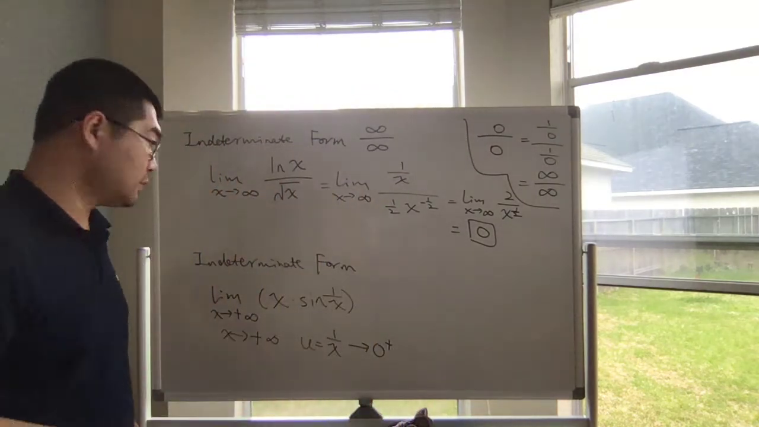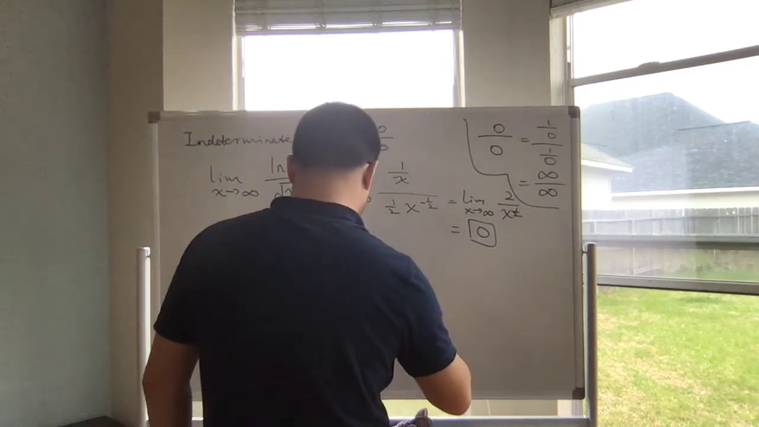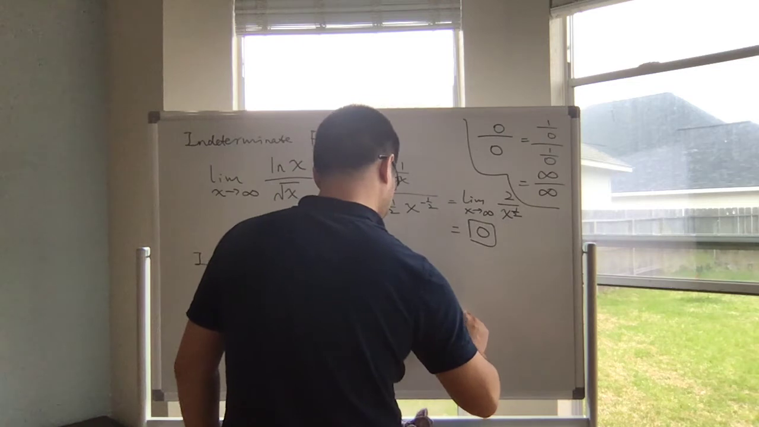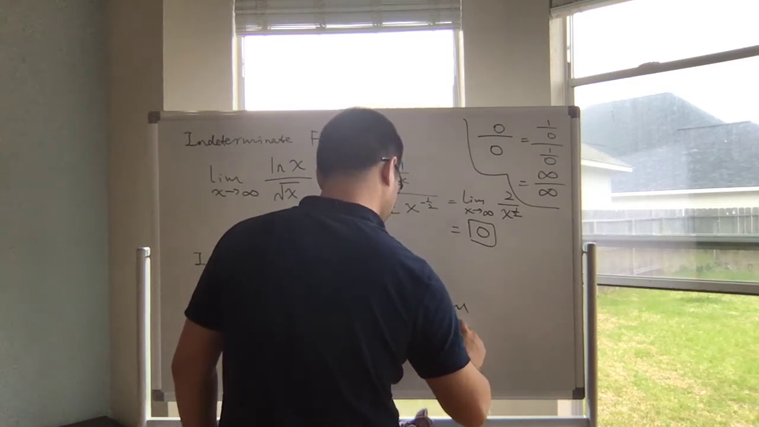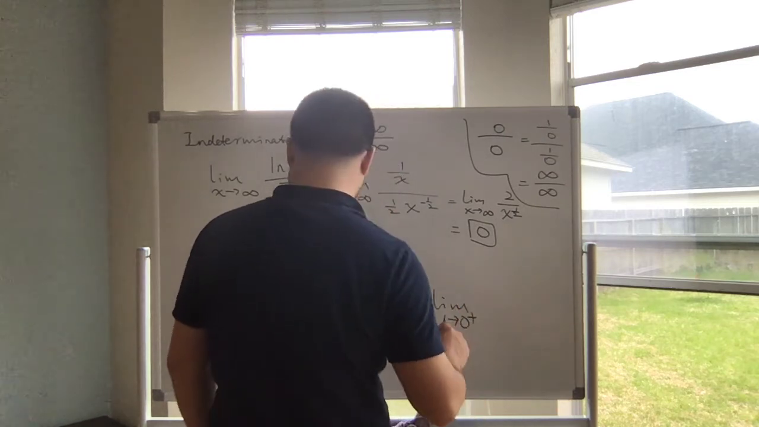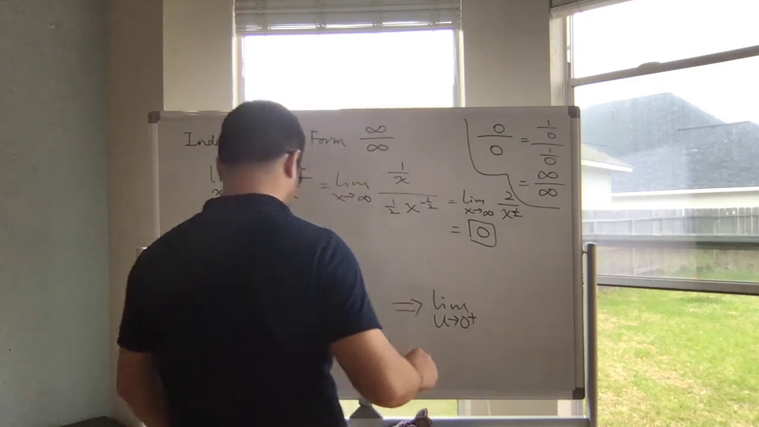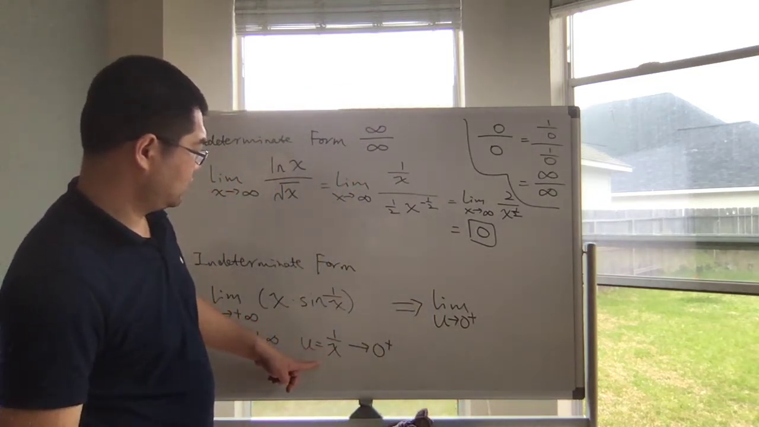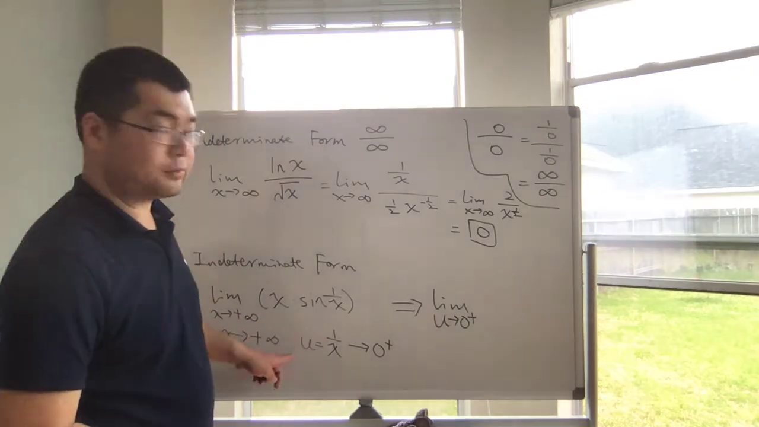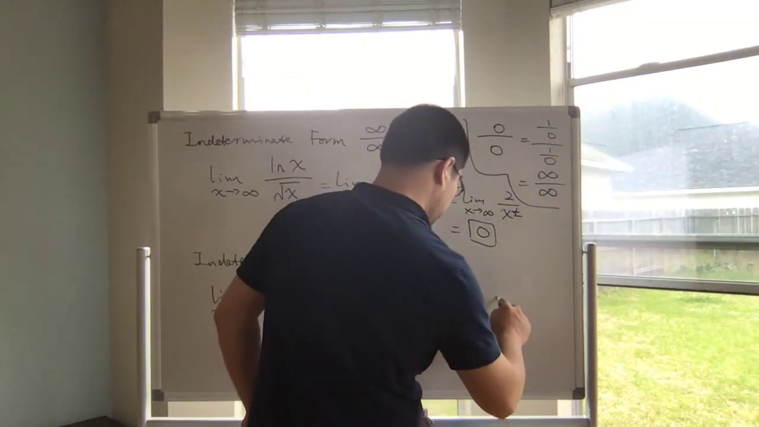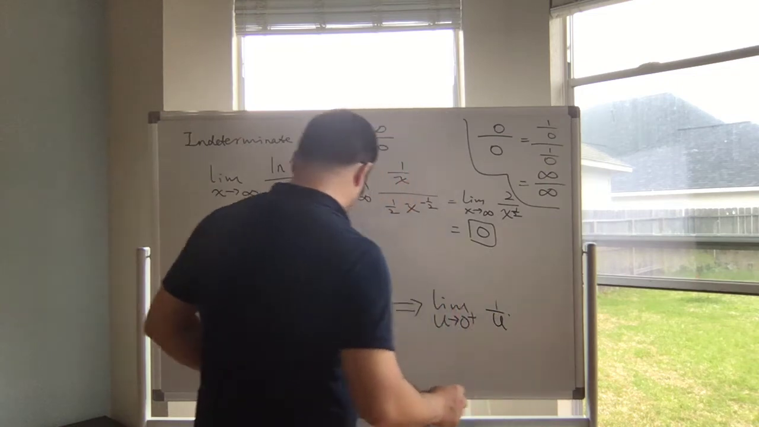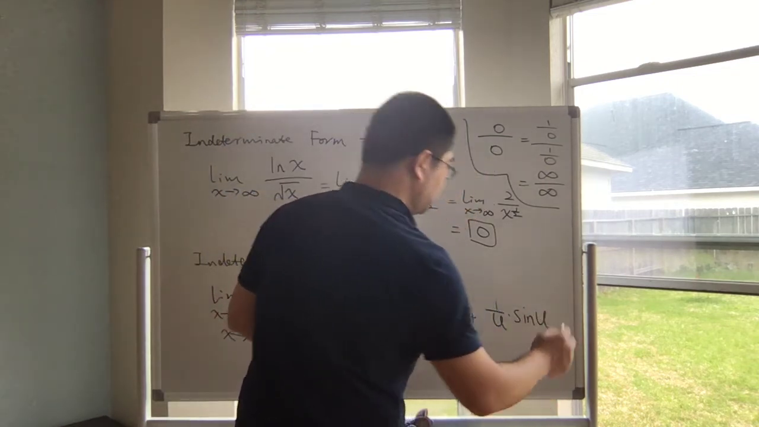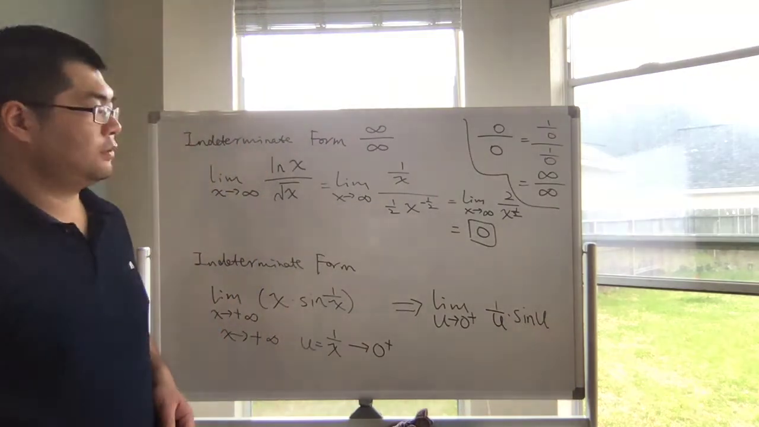So this limit, let me erase this part. Equivalently, it's going to become the limit as u goes to 0 from the right. Keep in mind, I let u equals 1 over x, then x equals 1 over u, right? So I have 1 over u here times sine of u. Agree? Right, sine of u.